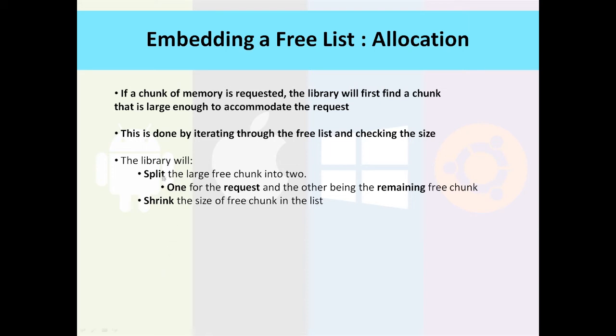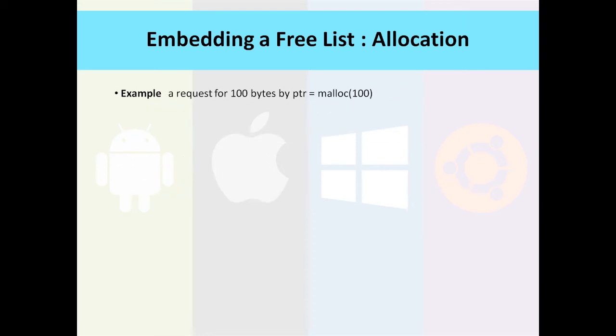So the library will split the large free chunk into two, and we're talking about this splitting operation. One chunk is for the request, and the other is the remaining free chunk. And it will shrink the size of the free chunk in the list, just to update that there's no longer this amount of free space.